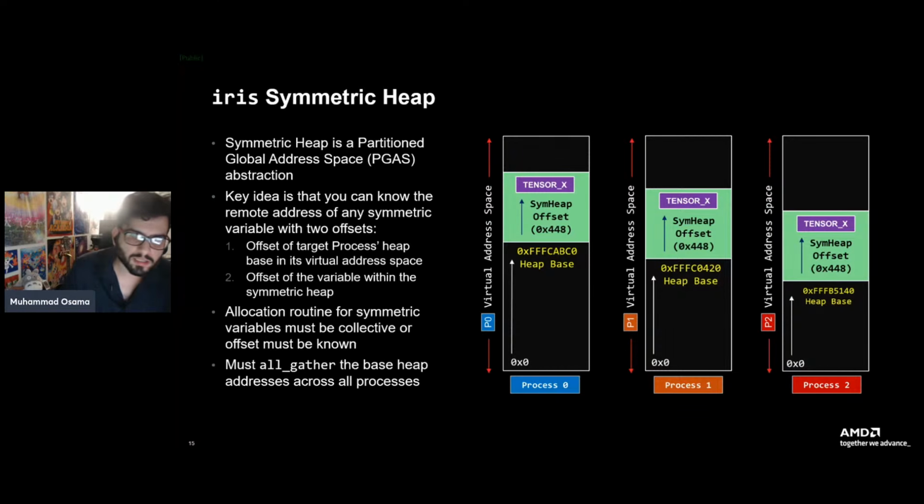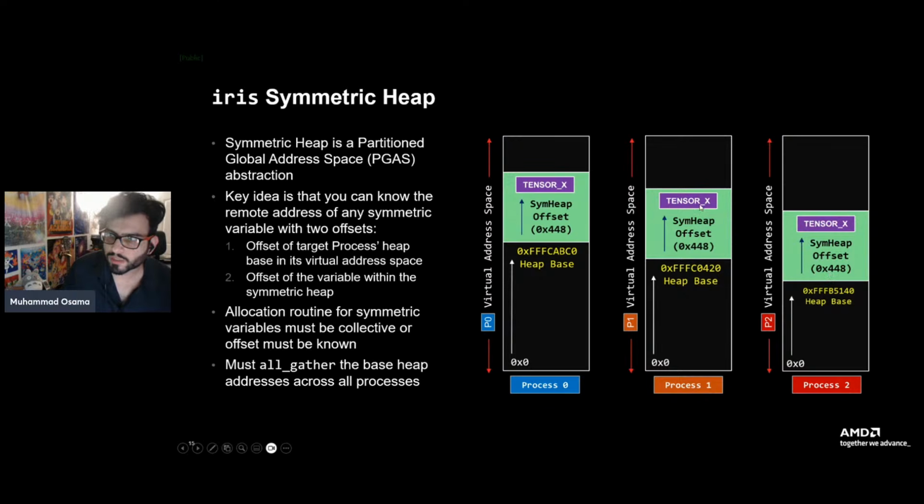where you know a certain offset of the heap bases, and there are two sorts of offsets that you have to keep track of. One is an offset of the target process heap base, which is for a given process ID, where does my virtual address space begin? And then the second would be for a given variable, where that variable resides within that heap. So in this case, process 1, process 0, process 2 starts at this offset, denoted by the heap base offset.